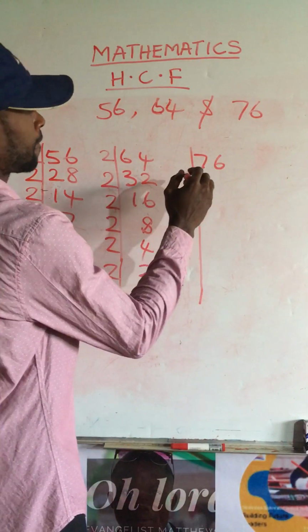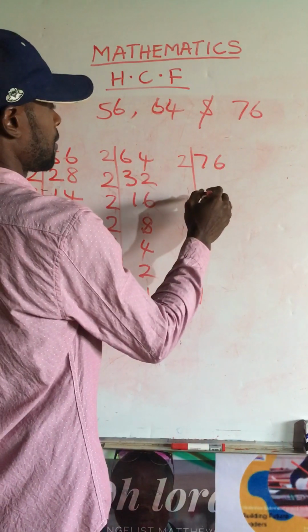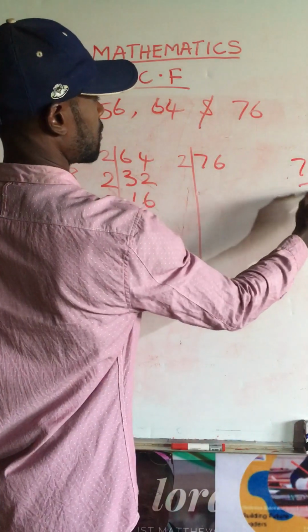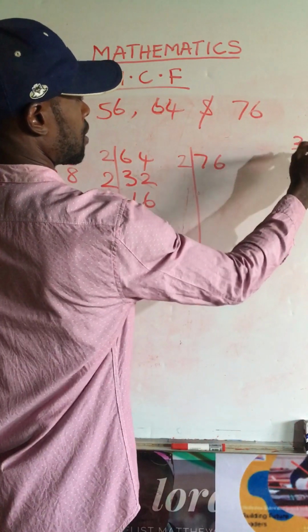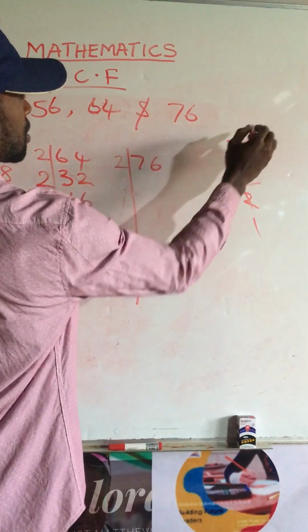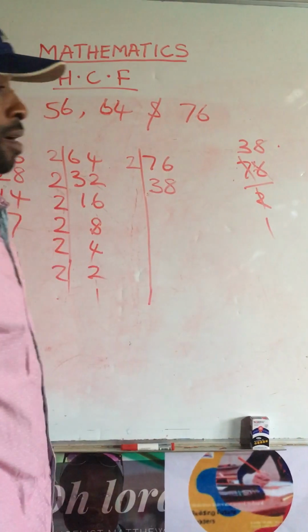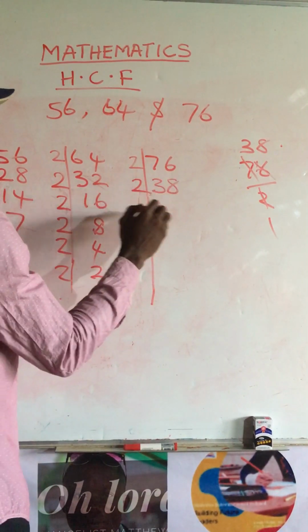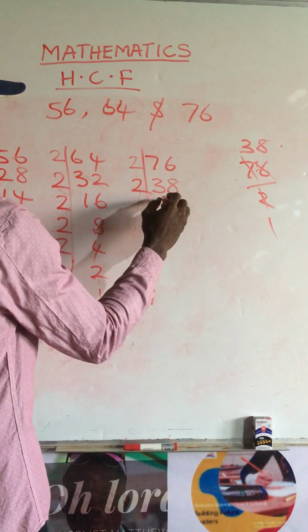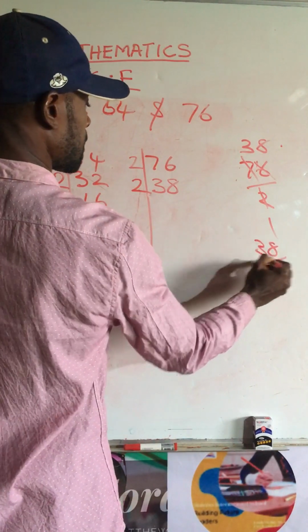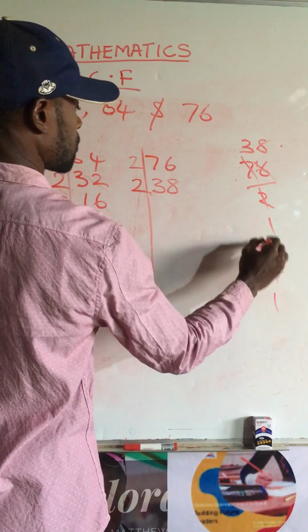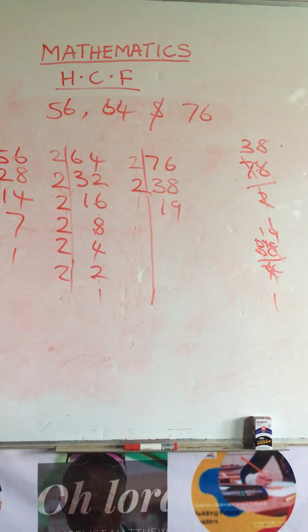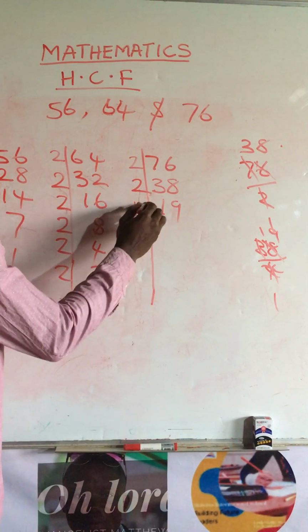we have 2 into 76, that will be 38. 2 into 38, that will be 19. So 2 into 38, 19. Are you with me? And then we have 19.